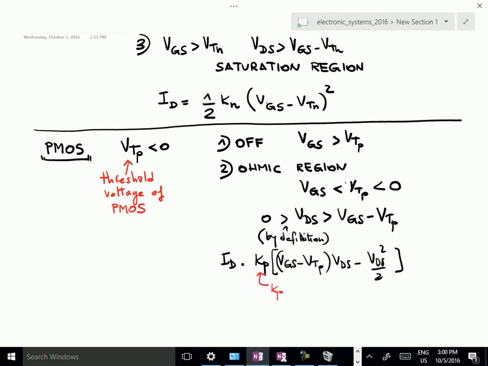And Kp is W over L times mu P times Cox, where mu P is the hole mobility, which means the mobility of holes, which are the charge carriers in a PMOS.